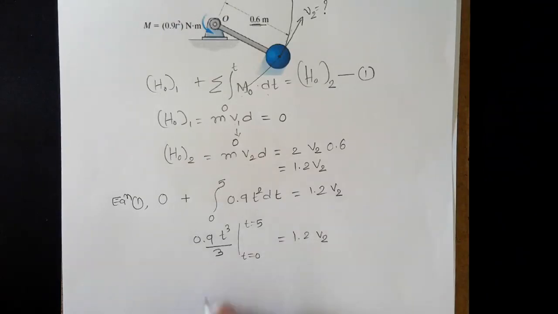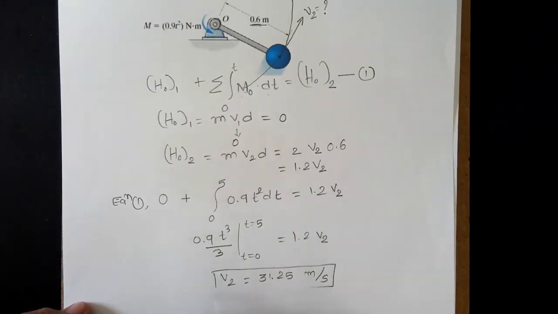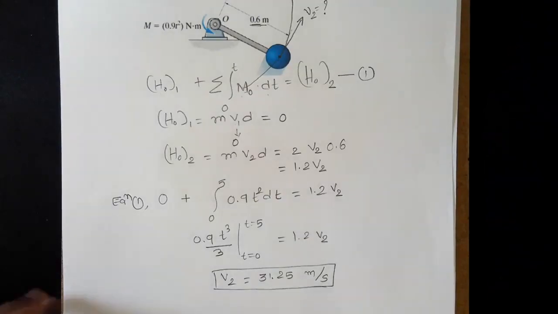When you solve this equation, you will get v2 equal to 31.25. And what should be the unit for v2? It is meters per second, because this is a problem in the SI system. And that is the full solution for problem number 1.